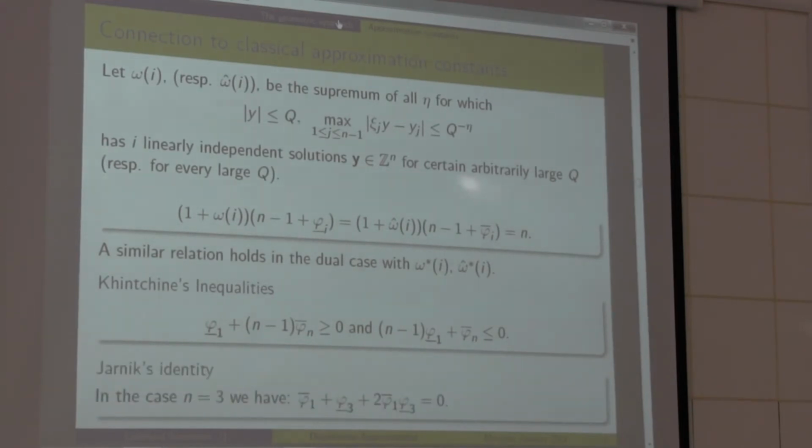Another example, Jarník's identity. It's a special feature for the case n equals 3. And also you get a quite easy formula using the phi sub I with a double line. Now, before I go to the next slide, remember Khinchin's inequalities again. So we have this expression estimated by 0, and this other expression is also estimated by 0, one on the lower and one on the upper bound. And now I come to a generalization, a sharpening of Khinchin's inequalities, which is due to Yann Bugeaud and Michel Laurent.